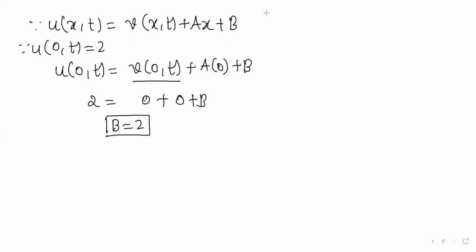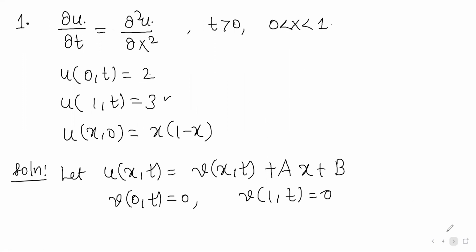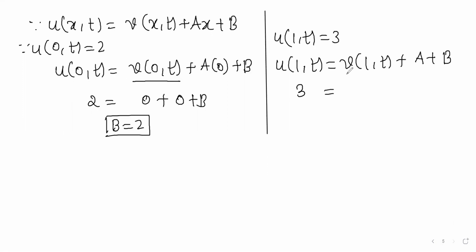I also have another condition, which says u of 1 comma t is 3, so I'll substitute here. So u of 1 comma t will be equal to v of 1 comma t plus a plus b. We are given that u of 1 comma t is 3, and this quantity we have forced to be 0, plus a, and b we already know is 2. So a will be equal to 1.